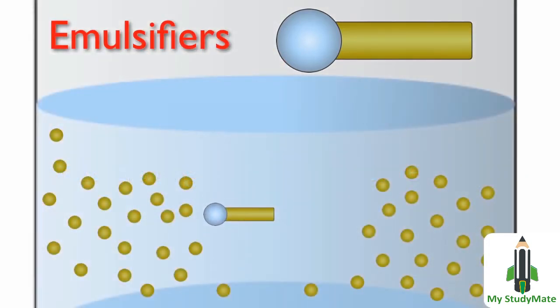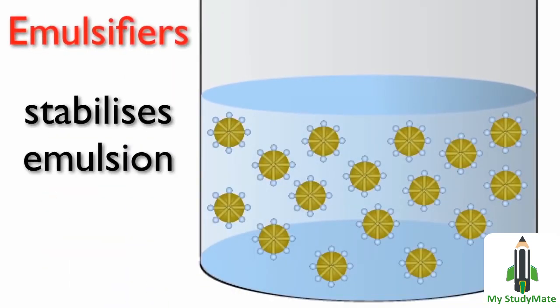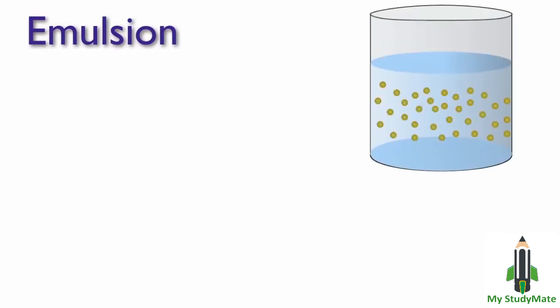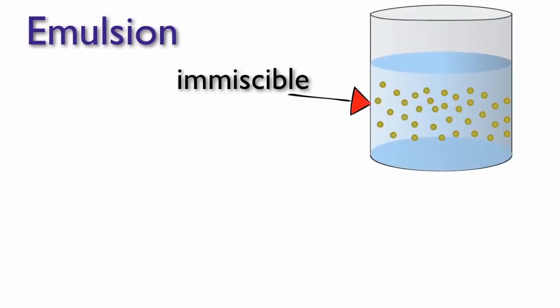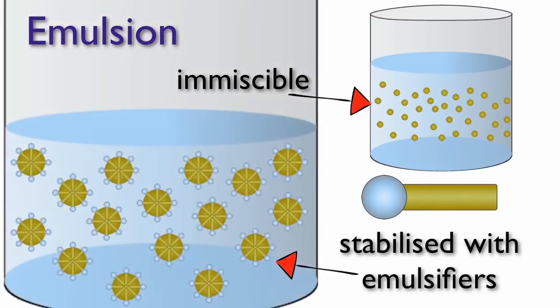If we add the lecithin to our original oil and water emulsion, its hydrophilic head will prefer to associate with water and its hydrophobic tail with the oil droplets. This prevents separation and thus stabilizes the emulsion. In summary, an emulsion is a mixture of two substances that are immiscible with one another. These emulsions can be stabilized by adding emulsifiers.